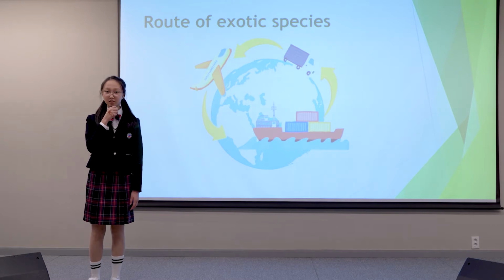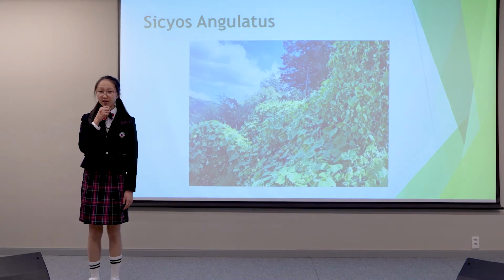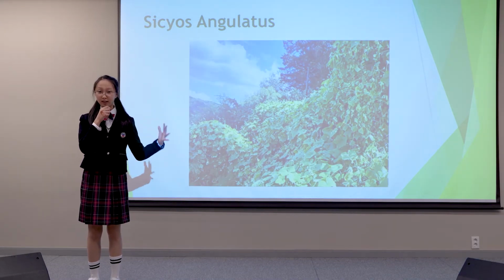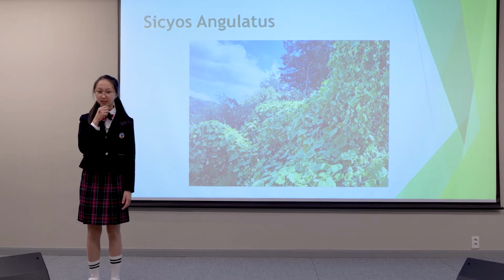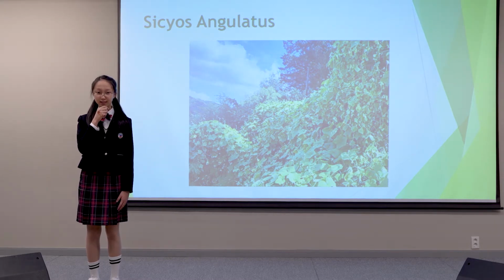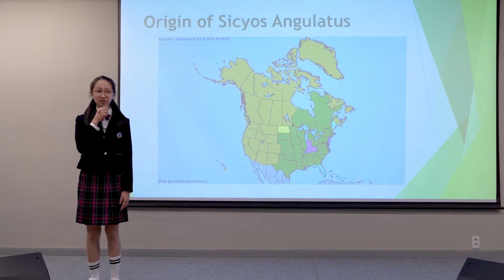Sicyos angulatus is one of them. This plant damages ecosystems worldwide, as it is related to diseases that spread among crops and forests. This plant is native to Canada and the United States. It is an annual plant that grows in fertile, moist habitats such as riversides and floodplains.